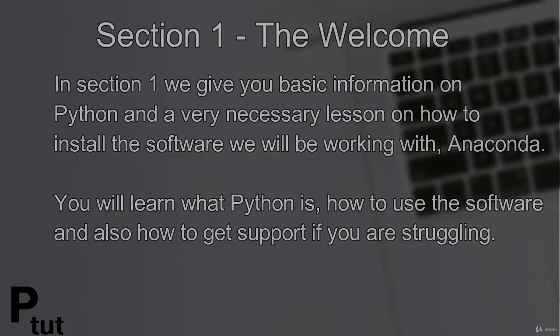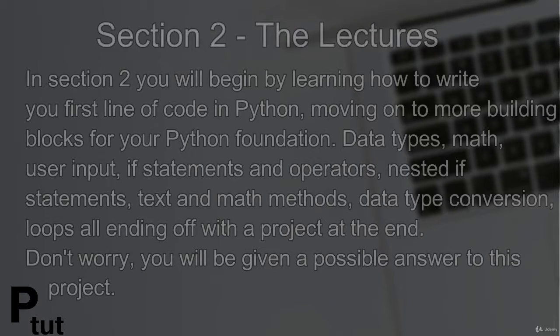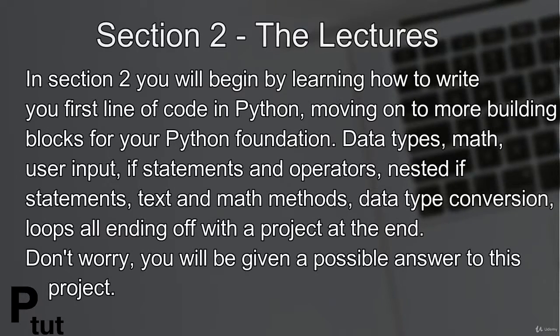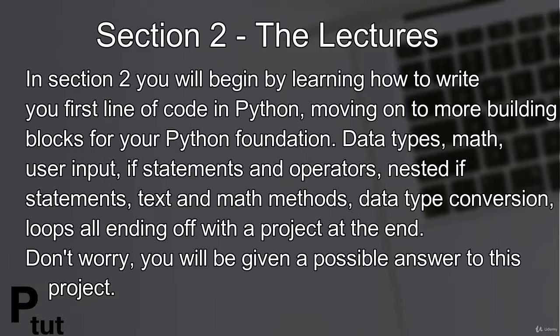In the next section is the bulk of the course. In section 2, from the very beginning you will learn how to write your first line of code, otherwise known as the Hello World line of code. From there you'll move on to data types and variables, learning 4 different data types and how to store them in variables. After that, we'll move on to math functions and working with variables. As we go, we'll also learn how to retrieve user input, retrieving user input being an important part of programming.